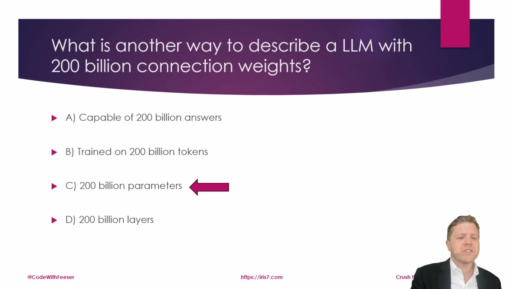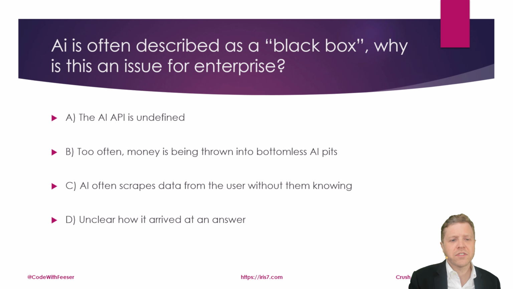C is the best answer. The parameters are ultimately the training weights and biases that we place in an LLM to help it ultimately make decisions. It's how a neuron relates to another neuron.